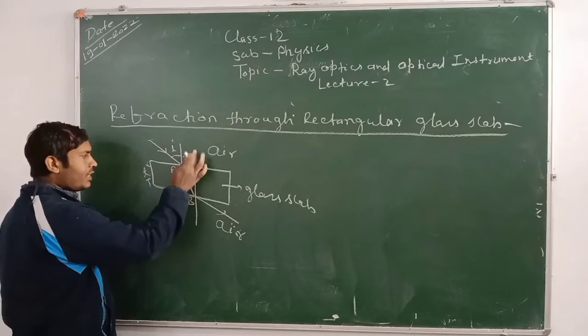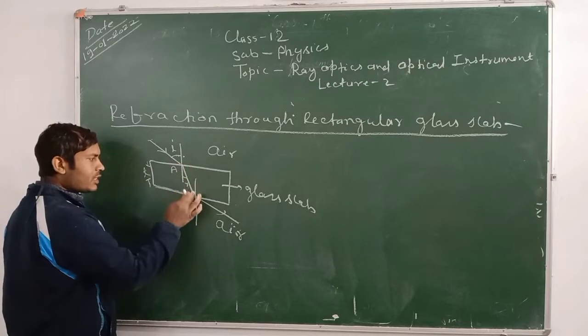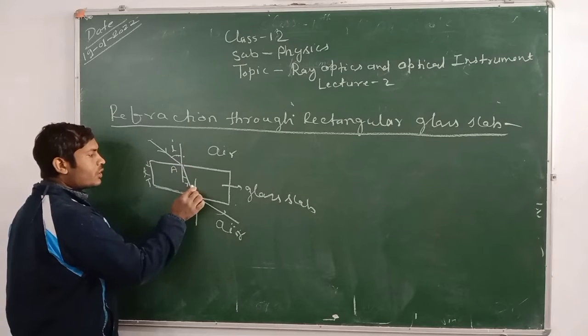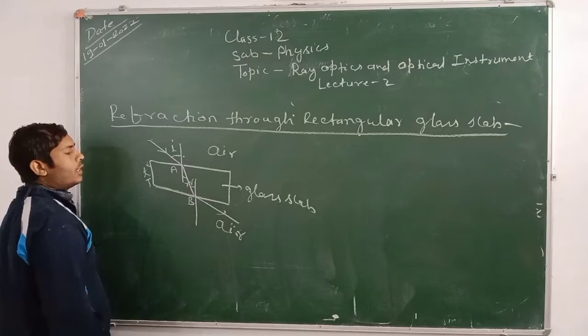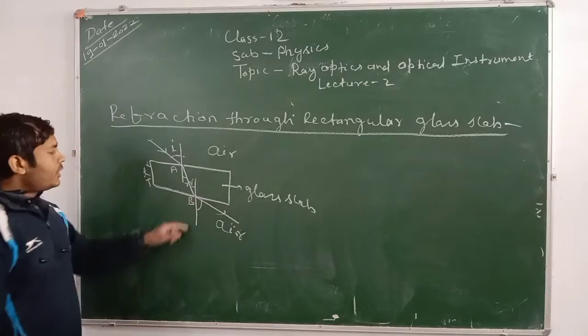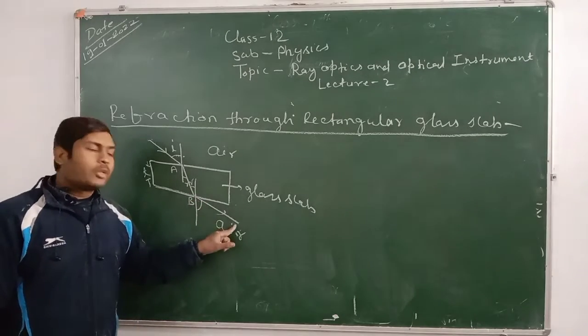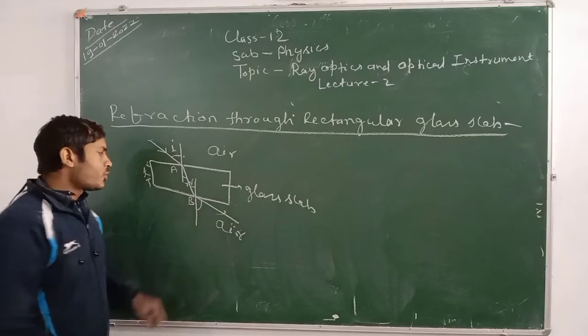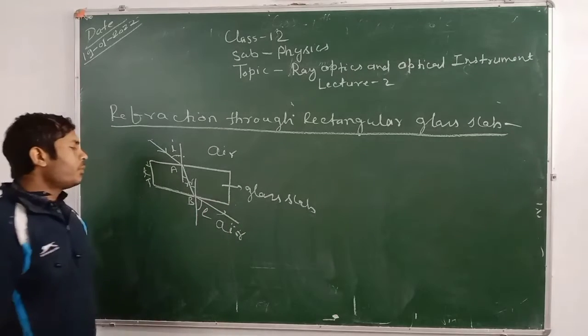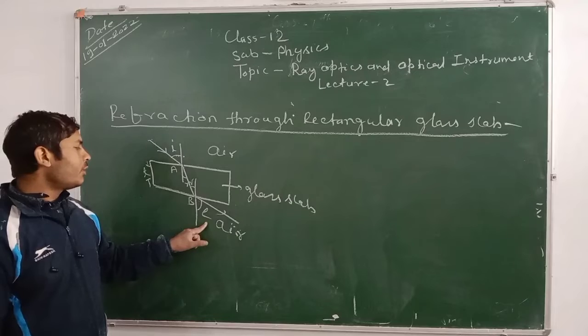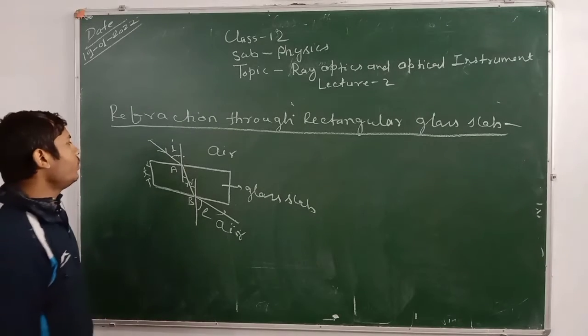Since this line and this line are parallel and it is intersecting, this angle will also be equal to R. And the ray of light in this case is emerging out from the glass slab. So I am saying it is the angle of emergence, indicated by E. Now look here.